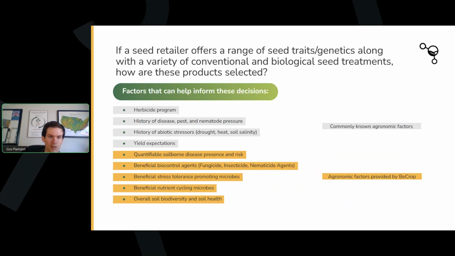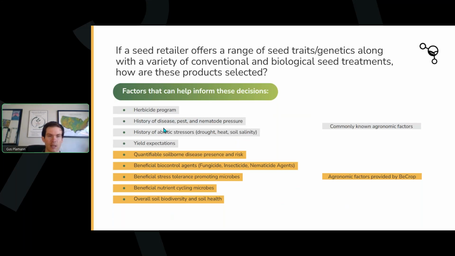So traditionally in gray here, we have, based on a seed retailer's portfolio, some of the factors that I think are commonly used to determine what seed traits and seed treatments are used. So herbicide program, probably first and foremost, is obviously going to determine if a grower is using herbicide resistant seed hybrids. And then history of disease, pest, and nematode pressure.